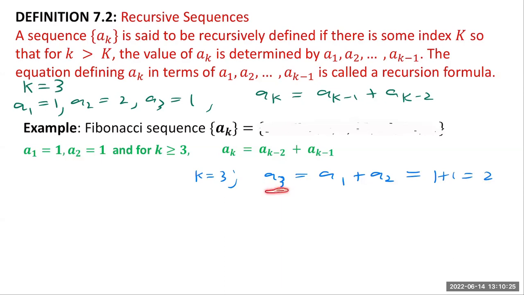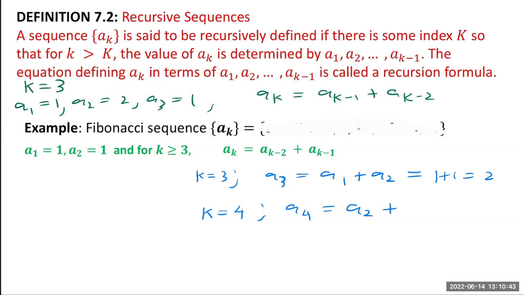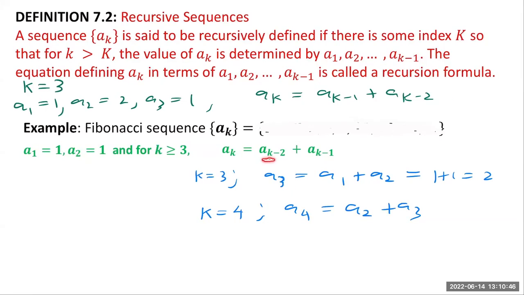Now, using this value and some previous values, we can calculate A4. To find A4, I plug in k equal to 4 in this recursive formula. What do I get? A4 should be equal to A2 plus A3, right? That will give you A2 plus A3. We can find A4 if we know A2 and A3. A2 is given to be 1, and A3 we just found in the previous step. You can plug in 2 here. This is going to be 1 plus 2, which is 3.